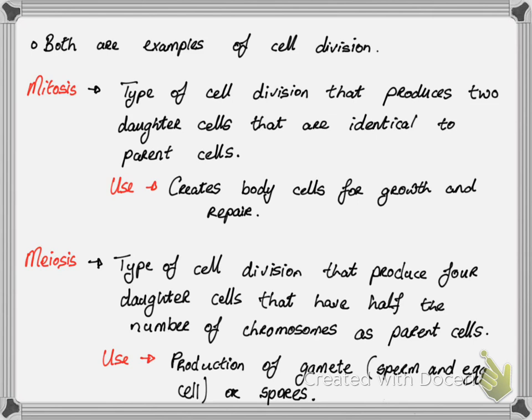So the key thing that you need to know here is mitosis gives identical cells, with the same number of chromosomes, which is 46 in the new cells that are formed, whereas in meiosis, they have a different number of chromosomes to the parent cells. They're actually half, which is 23 chromosomes.